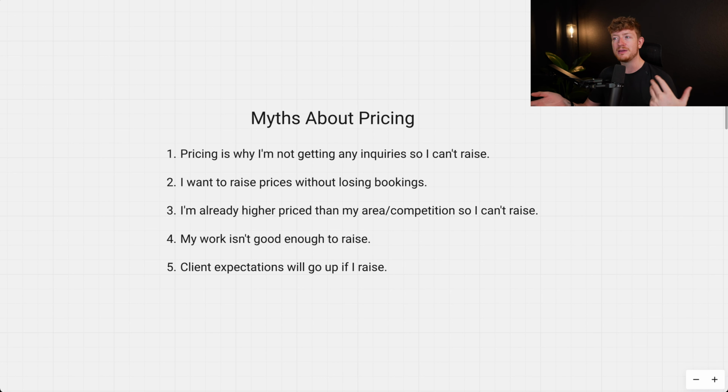But if you're booking like 30, 50 weddings a year and you want to raise prices, but you don't want to lose bookings, you're probably going to, because typically, the higher priced you go, the less amount of people are able to pay for you. So then, yes, you will lose bookings. But a lot of times that actually works out to your benefit.